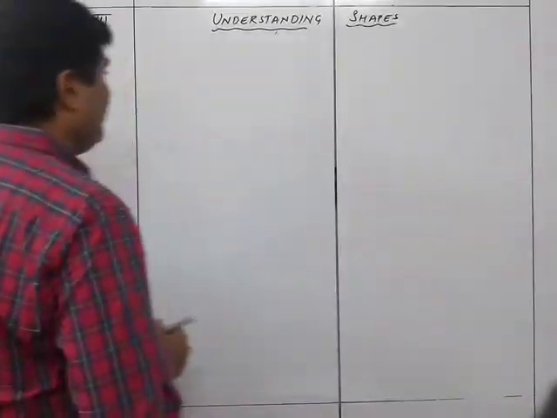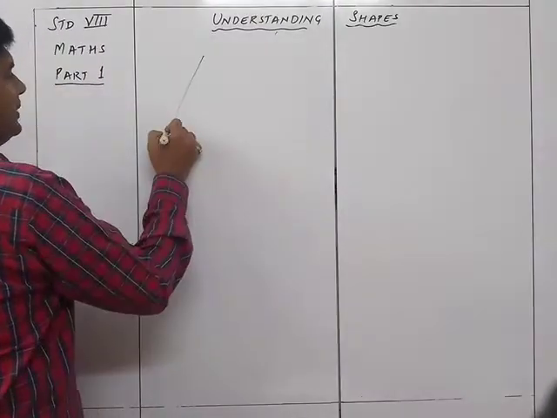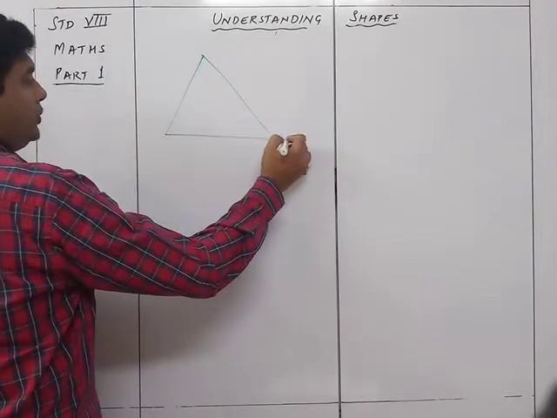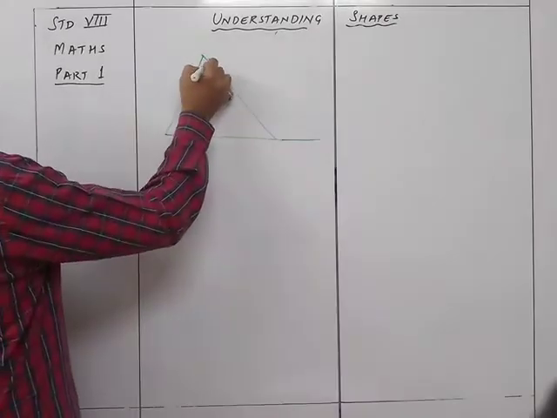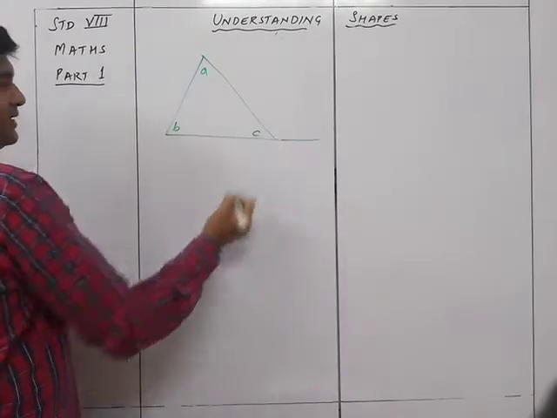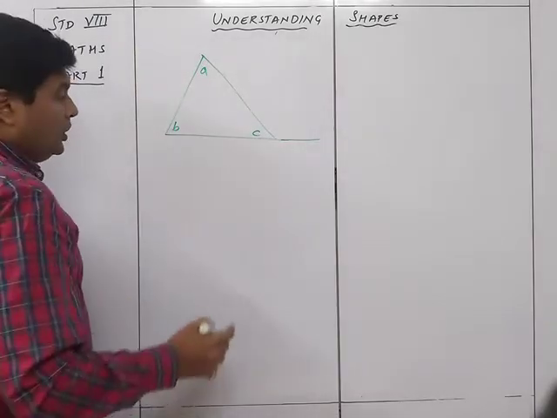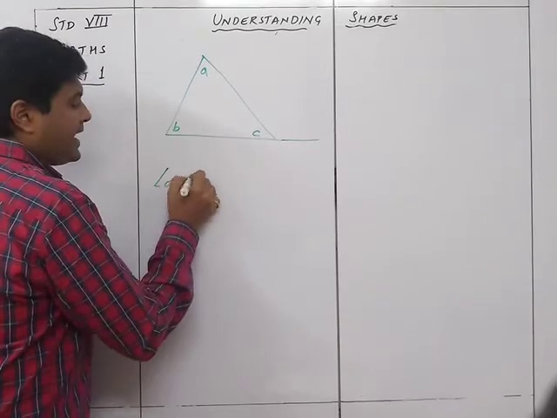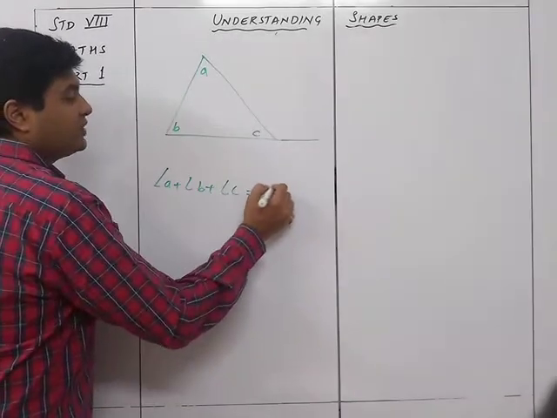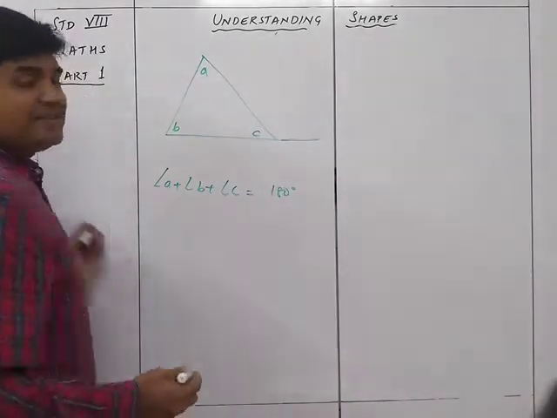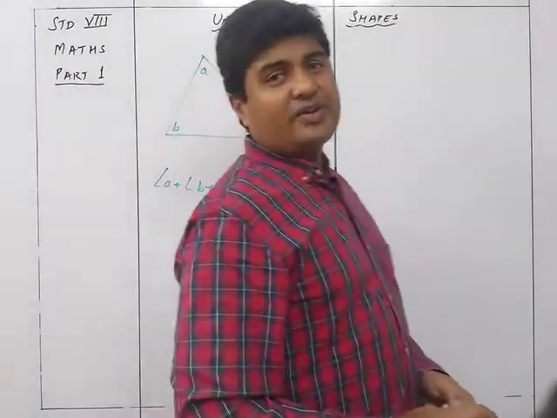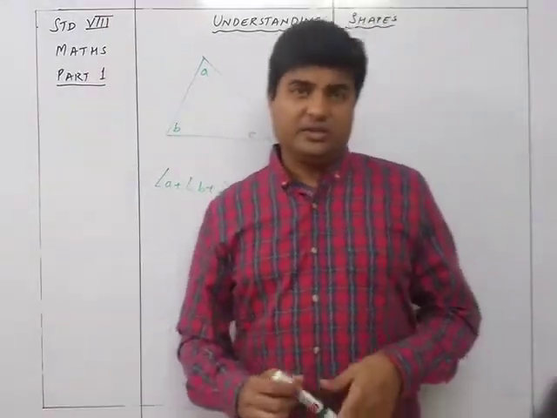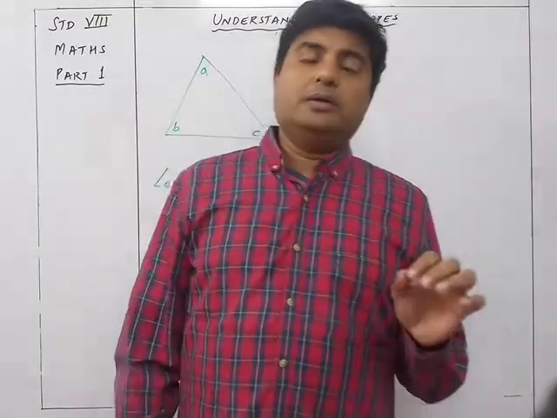Okay. Now, in case of a triangle, there are only two properties of the triangle which you are going to use. If you have this angle as A, this angle as B, and this angle as C, the first property is that angle A plus angle B plus angle C is equal to 180 degrees. That is, the sum of the angles of the triangle is 180 degrees. So this is an important thing.